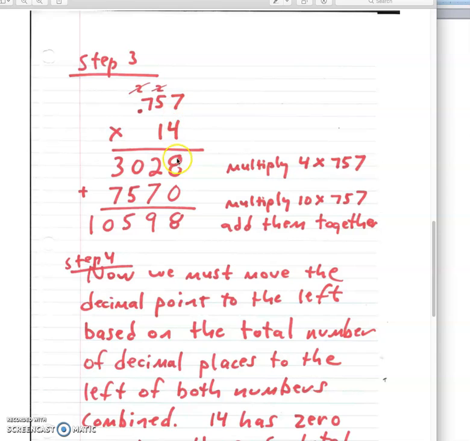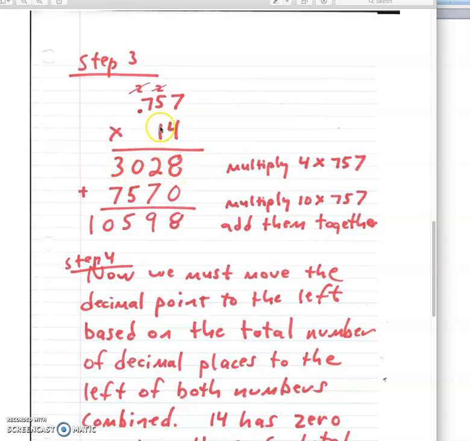So 4 times 7 is 28. There's the 8. We carry the 2. 4 times 5 is 20, plus 2 is 22. We put the 2 down. We carry the 2. 4 times 7 is 28, plus 2 is 30. Okay, so 4 multiplied by 757 is 3,028.